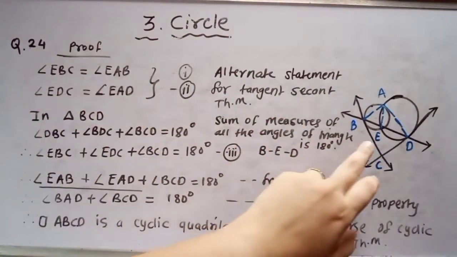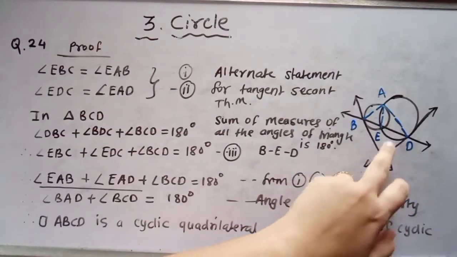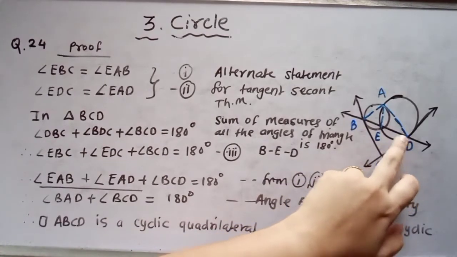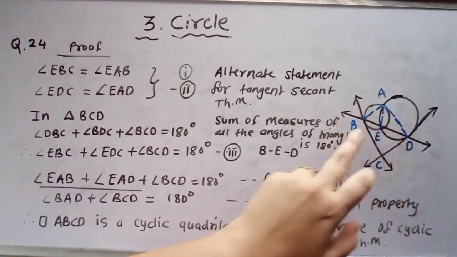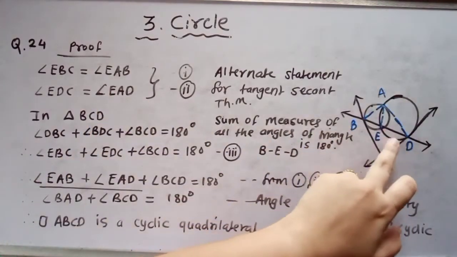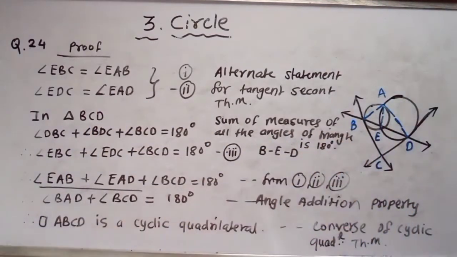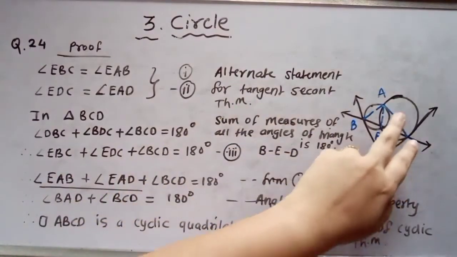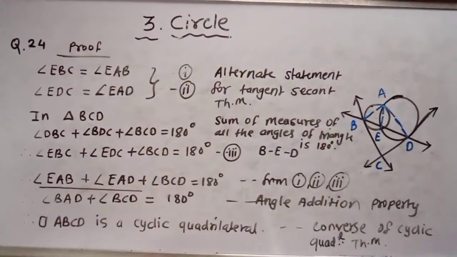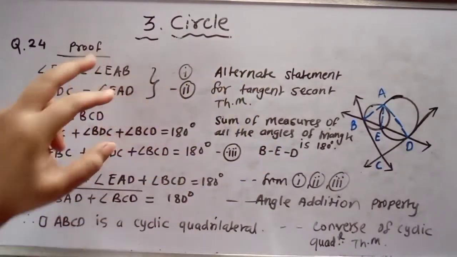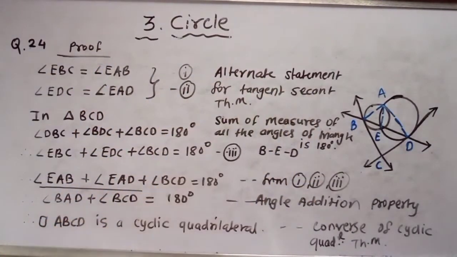In the same way, angle EDC is formed by a tangent and a secant, and angle EAD intercepts the same arc. So these two angles are also congruent. Number them as equation 1 and equation 2. The reason is common for both equations: the alternate statement for the tangent secant theorem.